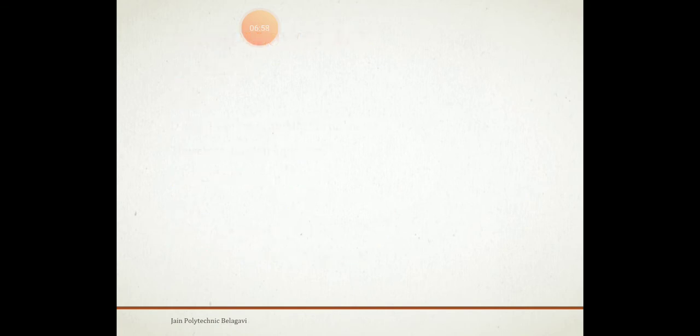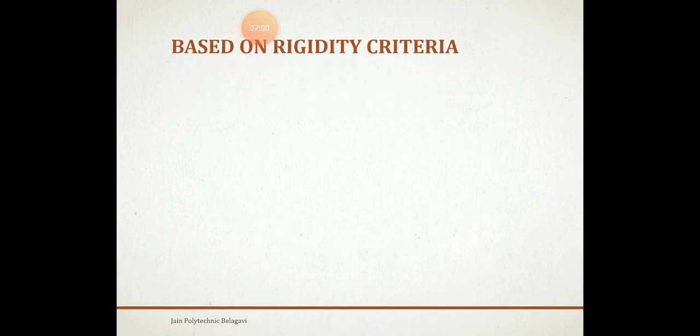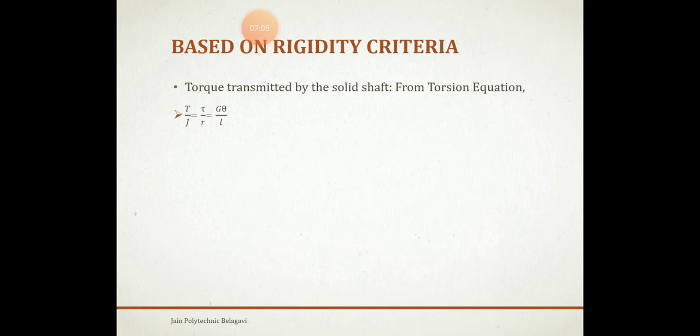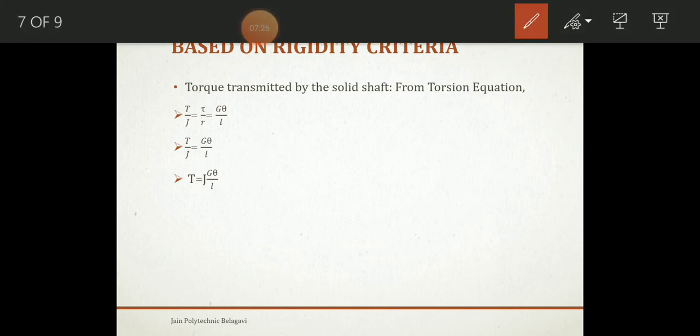Next, now based upon the rigidity criteria, this is the torsion equation, T by J equal to tau by R equal to G theta by L. But in this equation we are interested in T by J equal to G theta by L, where the rigidity term G is taken into account. Now T equal to J into G theta by L; I will modify the equation by transferring this J to that side.